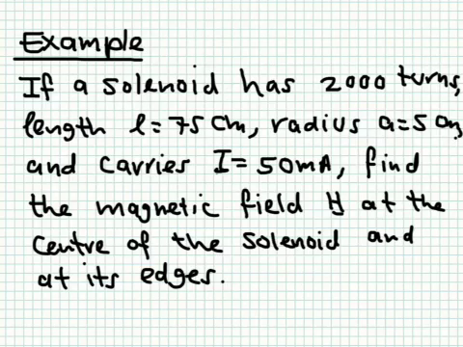As an example on solenoids, let's consider a solenoid which has 2,000 turns. Its length is 75 centimeters. Its radius is 5 centimeters. It's carrying a current of 50 milliamperes. We would like to find the magnetic field at the center and at the edges of the solenoid. Of course, for a point along the axis, because for all other points, symmetry does not help us that much, and we have to use a numerical technique. But for a point along the axis, we can use the result we obtained earlier from current loops.